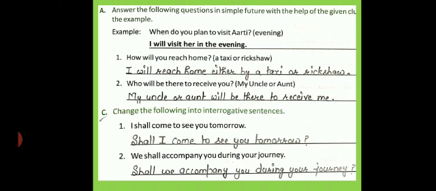Okay, the first one is, how will you reach home? A taxi or rickshaw? I will reach home either by a taxi or rickshaw. Who will be there to receive you? My uncle or aunt? My uncle or aunt will be there to receive me. In part C, you have to change into interrogative sentences. I shall come to see you tomorrow. Shall I come to see you tomorrow? We shall accompany you during your journey. Shall we accompany you during your journey?